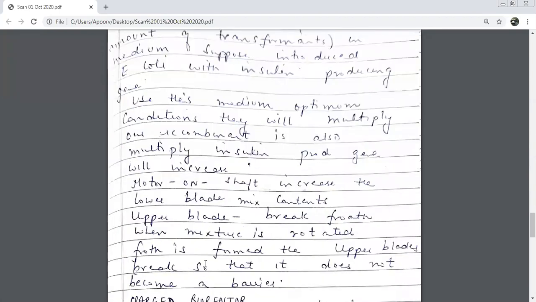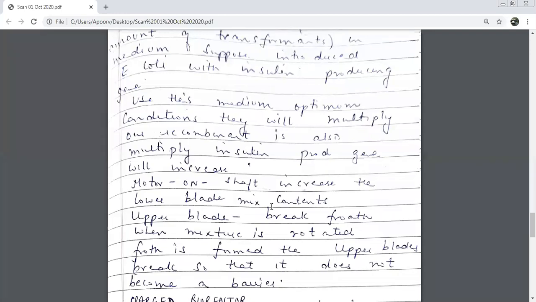What do we do now? We switch on the motor. After we switch on the motor, the shaft will start rotating and the lower blades, listen carefully, will mix the contents. I told you the function of upper and lower blades is different. So listen very carefully. The lower blades, beta, they will start mixing the contents. What are the contents in the bioreactor? E. coli with the insulin producing gene, and the nutritive medium. What was filled in the bioreactor?